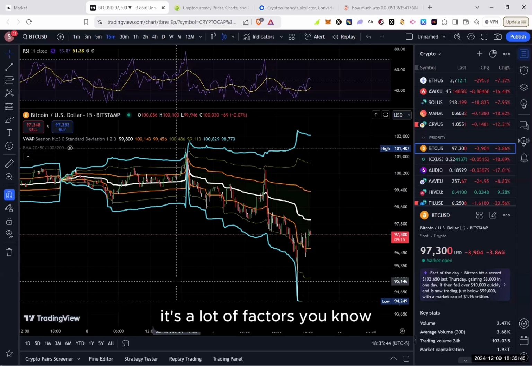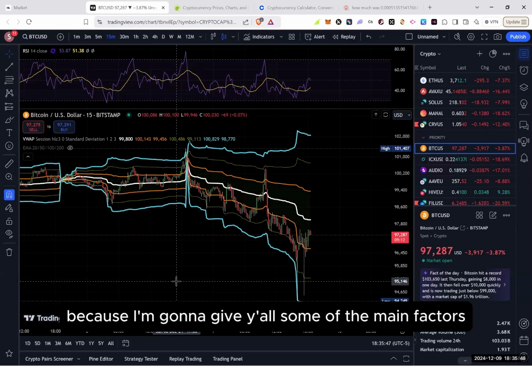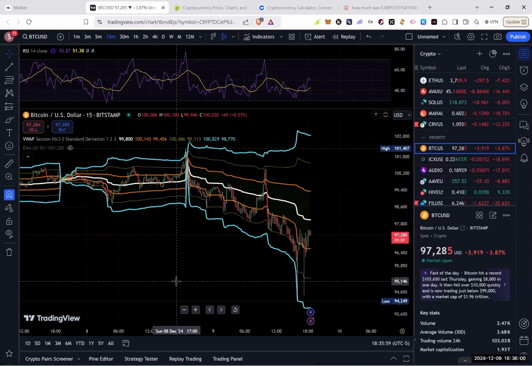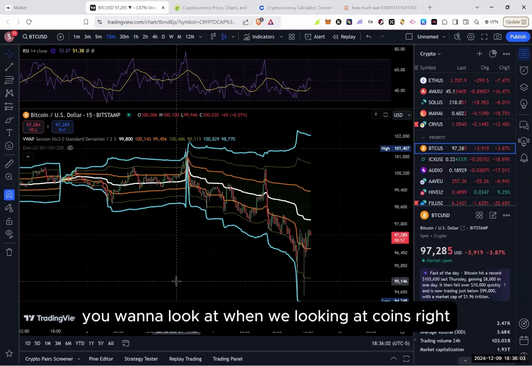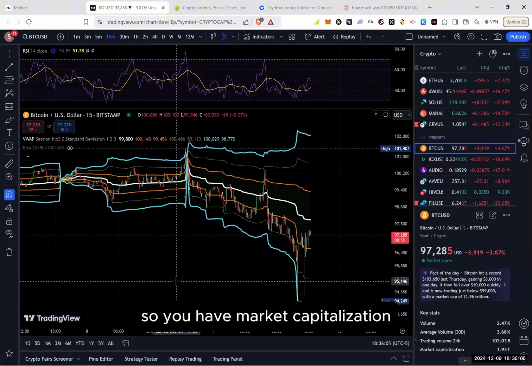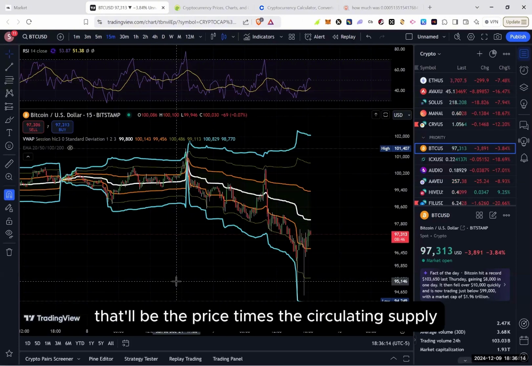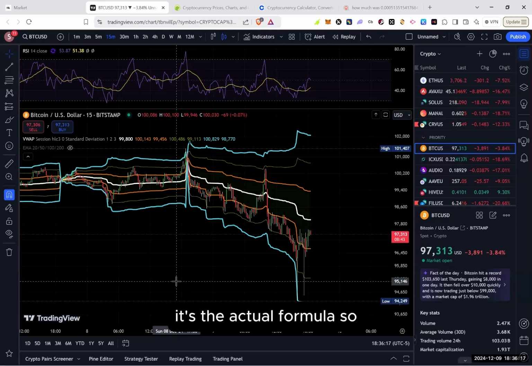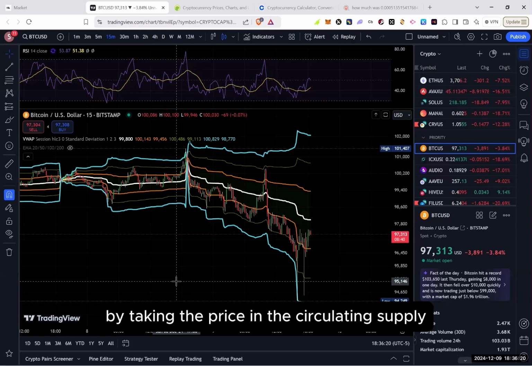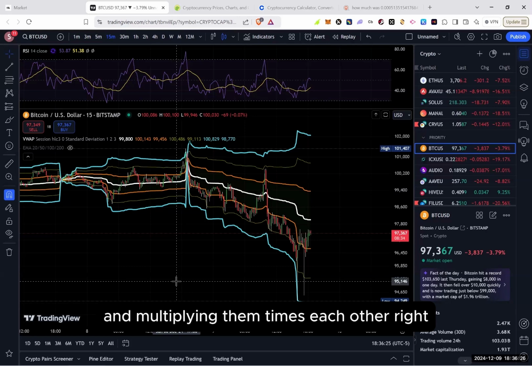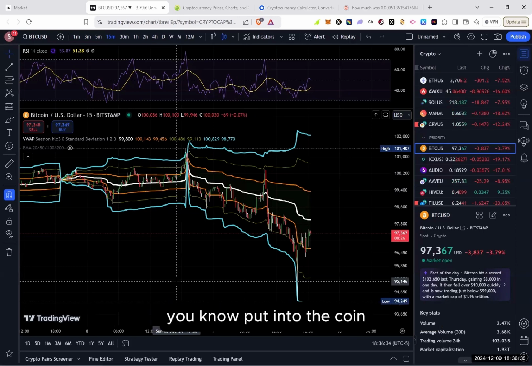It's a lot of factors, and I want y'all to write this down because I'm gonna give y'all some of the main factors to look at. These are the things that you want to look at when we're looking at coins, right? So you have market capitalization, also known as market cap. Market cap is the total value of the coins: the price times the circulating supply. It's an actual formula, so you can get the market cap yourself by multiplying the price and the circulating supply, right? Higher market caps usually mean more stability, because there's more liquidity put into the coin.